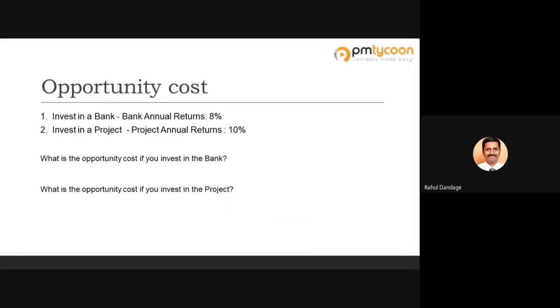So we have two mutually exclusive events here. If you invest in bank, you lose the returns from the project. If you invest in project, you lose the returns from the bank. So in each case, you have the opportunity cost. Just keep this opportunity cost in mind. It will be coming in forthcoming slides. And this concept is really important to understand capital budgeting techniques.